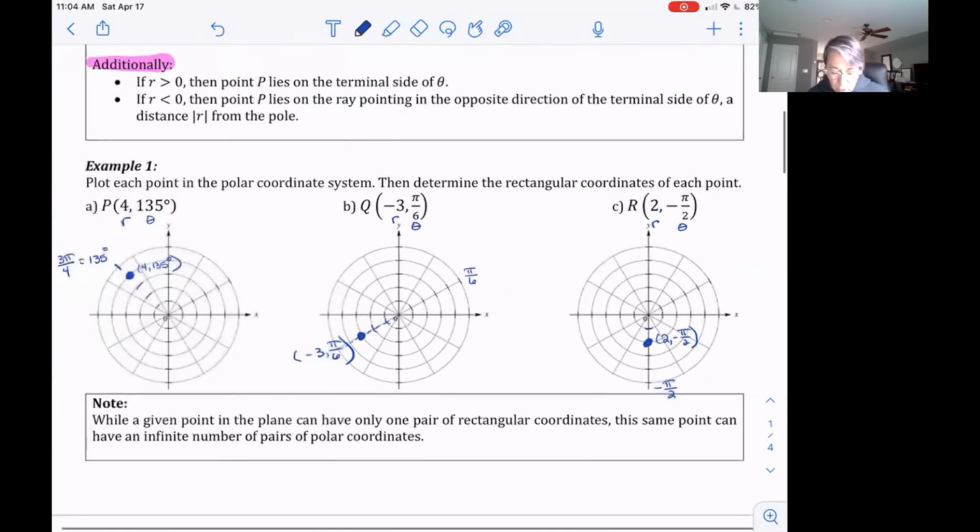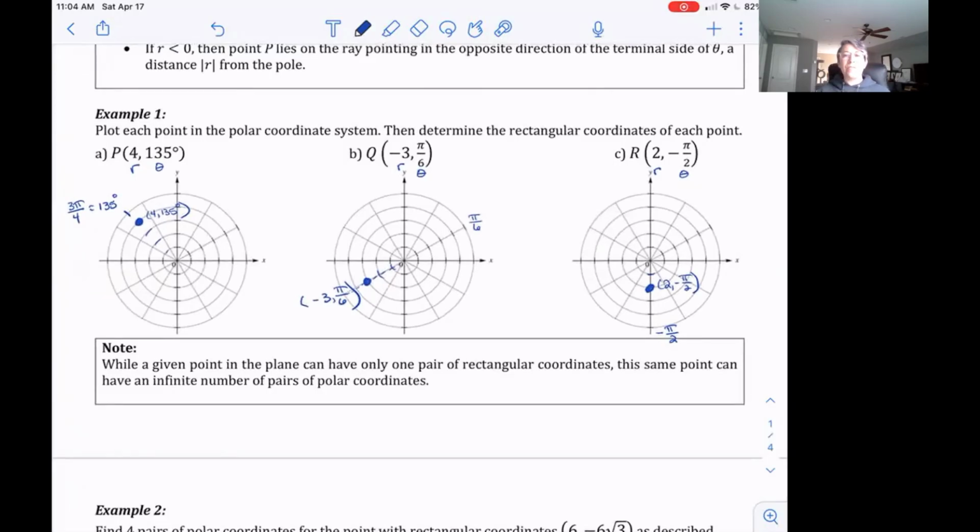Now, one thing to note is if we're given a point in the rectangular coordinate system, in other words, x, y, it will always plot one unique point. Every point has a unique rectangular coordinate. But that same point can have infinite number of pairs of polar coordinates. In other words, we can use positive and negative angles. We can use positive and negative directed distances. We can also go around it 3 or 4, 1,000 times if we wanted to, however many revolutions.